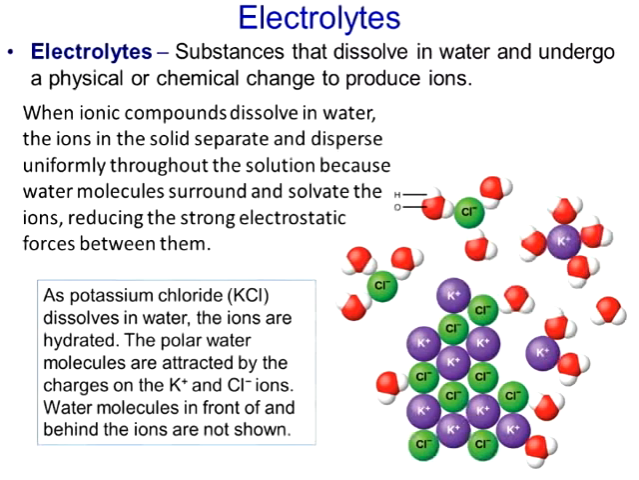So, as potassium chloride dissolves in water, the ions are hydrated, are solvated. So once they're solvated, they are hydrated. So you'll hear the term solvated and hydrated used interchangeably. The polar water molecules are attracted by the charges on the K plus and the Cl minus ions. Water molecules in front of and behind the ions are shown in this diagram. And we show them in front and behind, but they're really all around it. There's no real front and back in the solution, but we talk about it in that fashion.